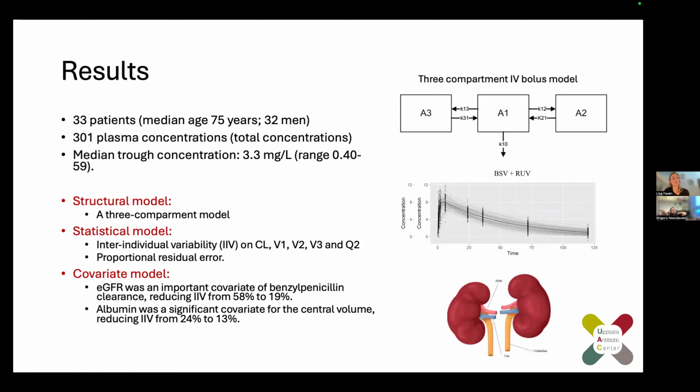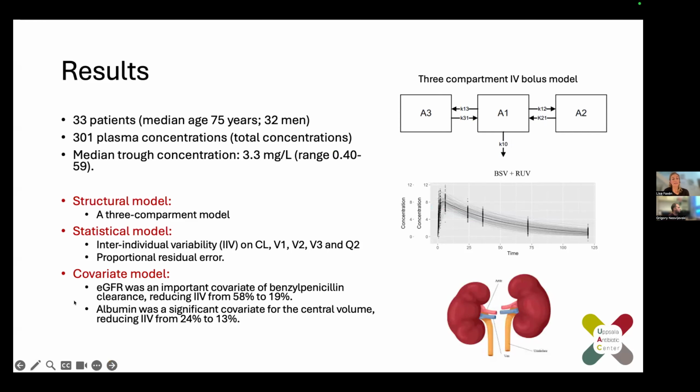Regarding the structural model, we found a 3-compartment model to best fit the data. Regarding the statistical model, we found inter-individual variability on clearance, all the volumes, and one of the inter-compartmental clearances. And regarding the residual error, we found that the proportional residual error best fitted the data. In this case, it means that the residual errors increase with increasing concentrations.